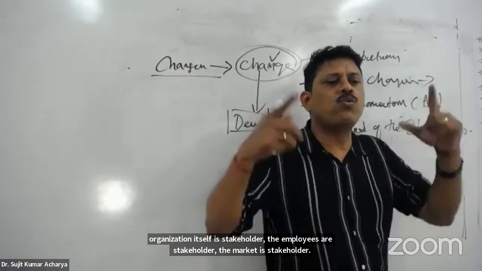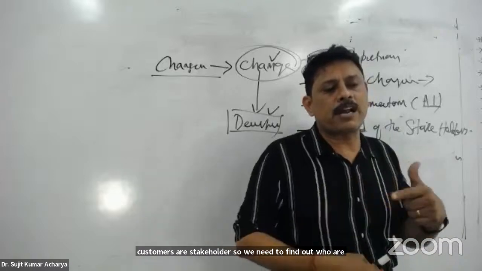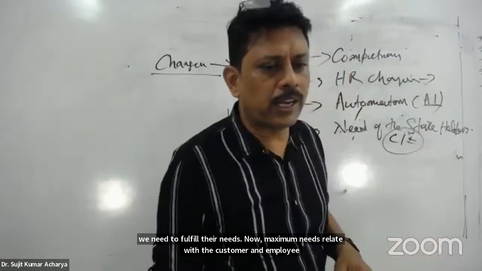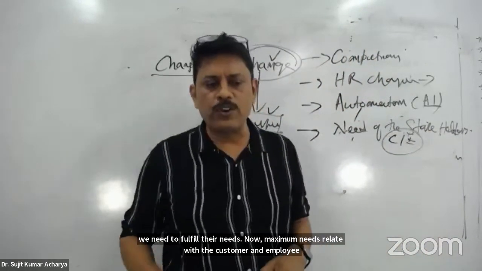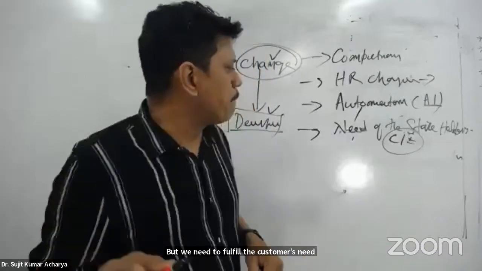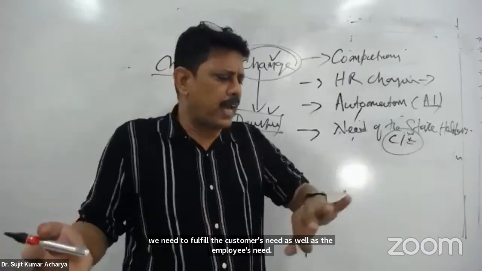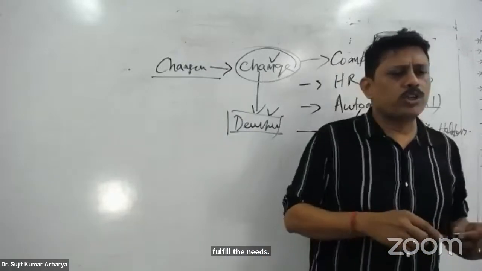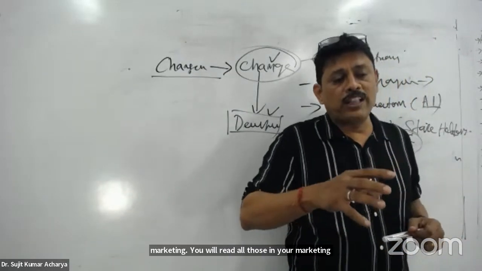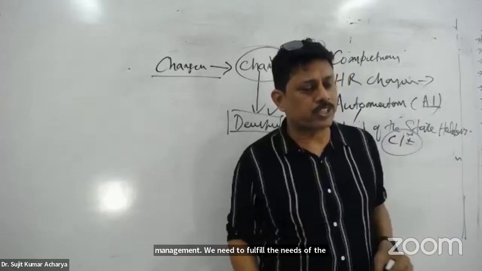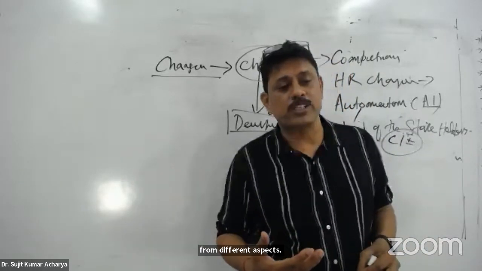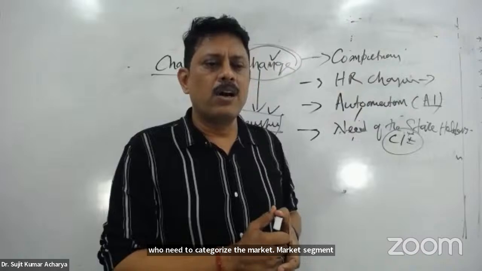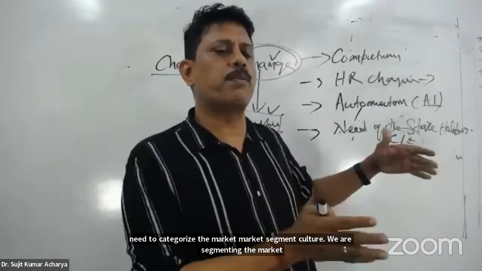So we need to find out who they are, and we need to fulfill their needs. Now maximum needs relate to the customer and the employee. We need to fulfill the customer's need as well as the employee's need. There are different ways with which we need to fulfill the needs. Marketing, advertising, you will read all those in your marketing management. We need to fulfill the needs of the market from a variety of aspects. We need to categorize the market segment. We are segmenting the market from different aspects.